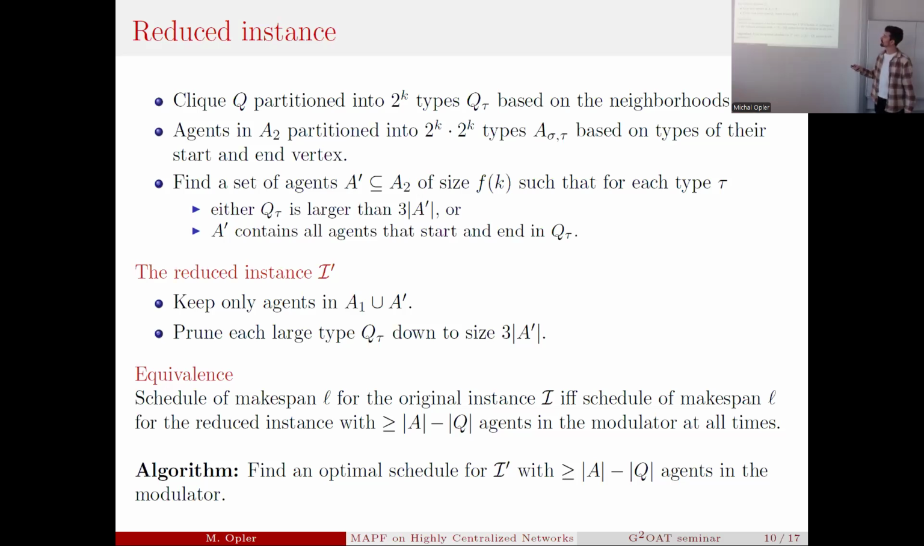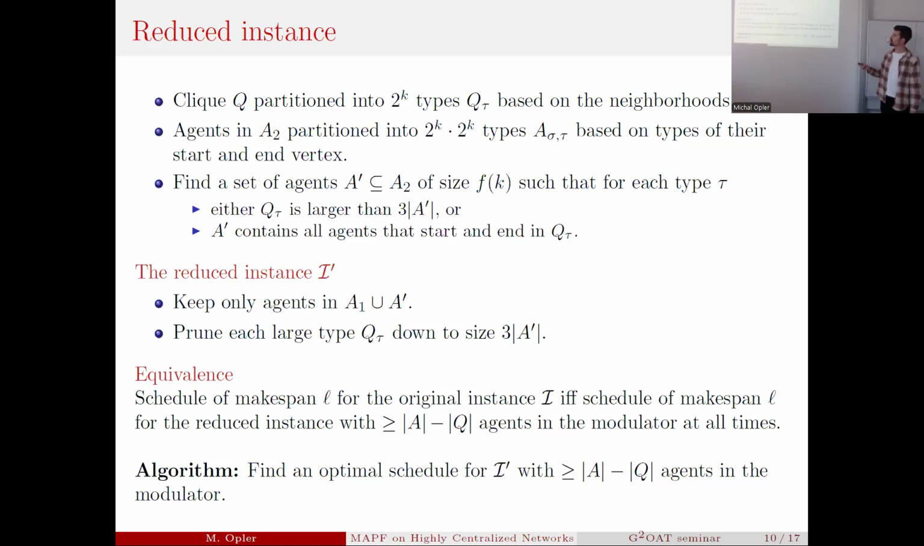And so it cannot happen in this reduced instance, if the number of agents is larger than the size of the clique, that we leave empty space in the modulator, because then when we return the forgotten agents back, we would not have a place to put them, because the modulator would be empty and we would need some place extra. So this is a necessary condition, but it's also sufficient, and that's not at all easy to see.